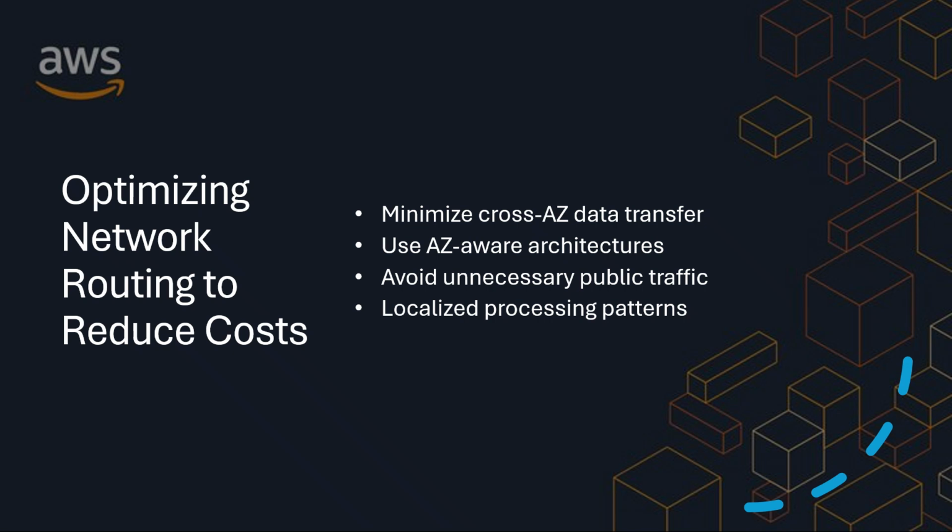Routing design directly impacts the cost. For example, if your application isn't AZ aware, traffic may frequently travel between availability zones, resulting in ongoing cross AZ data transfer charges. By designing the components such as compute, storage, and database within the same AZ, wherever practical, you reduce the cost and improve the latency. Avoid routing traffic to the public internet unnecessarily and ensure that the traffic paths intentionally minimize the paid transfers. Localizing compute and data within the same AZ is one of the simplest, most effective cost optimization tactics.